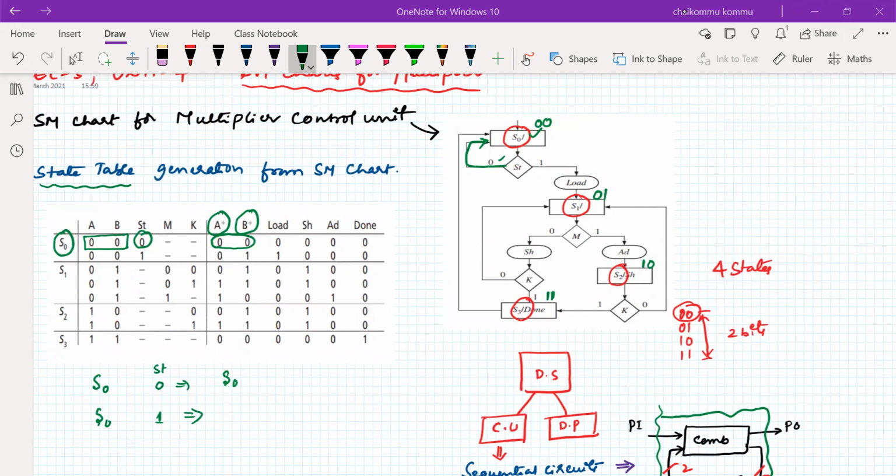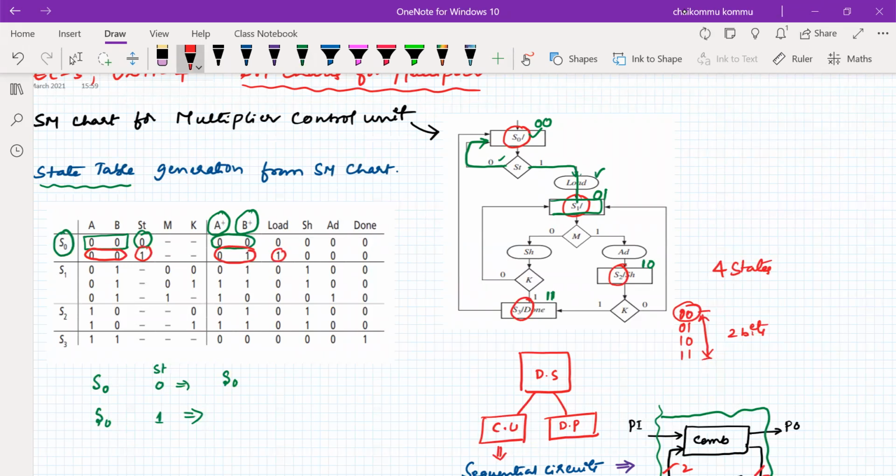If the start signal is equal to 1, you will go to state number 2, provided that the load signal must be high. Okay, so for example, that's what we are writing here. You are in the state S0, S naught state, and the start signal is equal to 1, and we have to go to the next state, 0 1. But the load signal must be high.